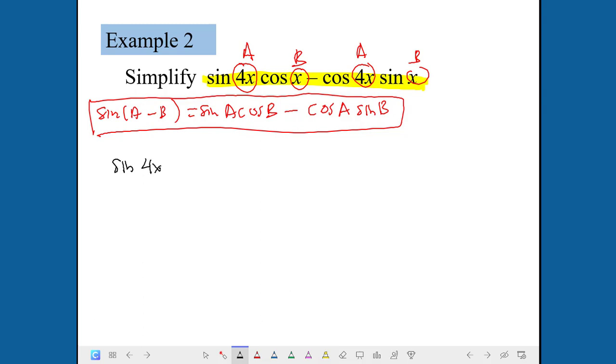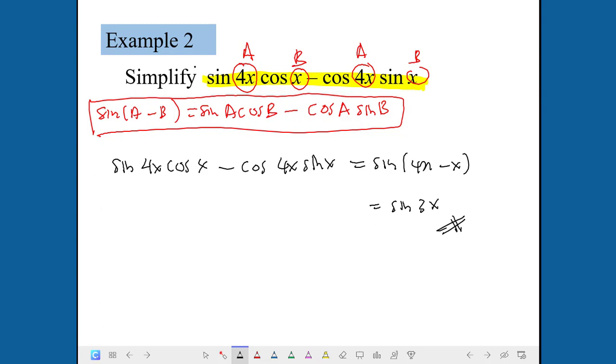Sin 4x cos x minus cos 4x sin x is equal to sin(4x minus x), equal to sin 3x. Then done. The question is simplified to the simplest form. Settled.